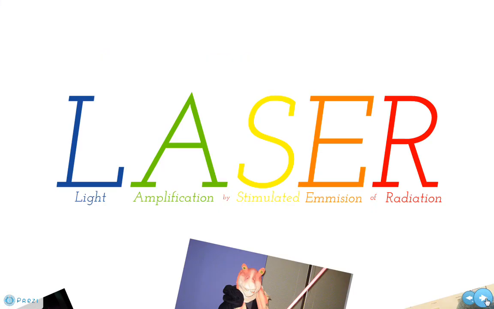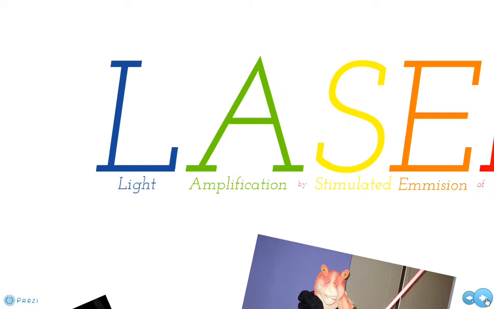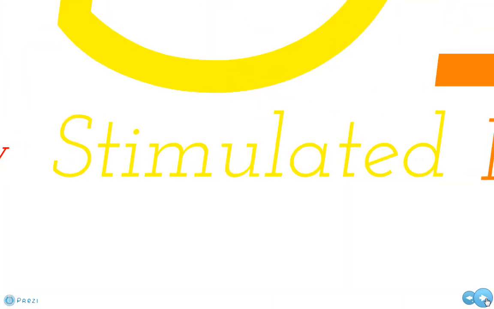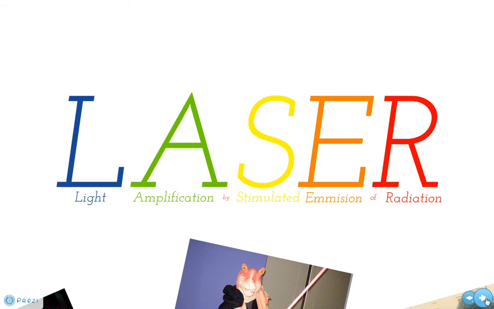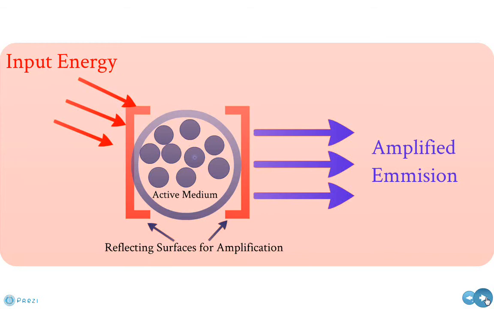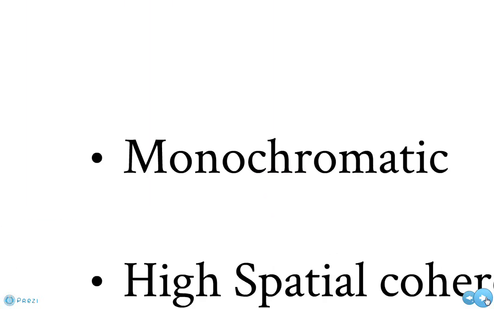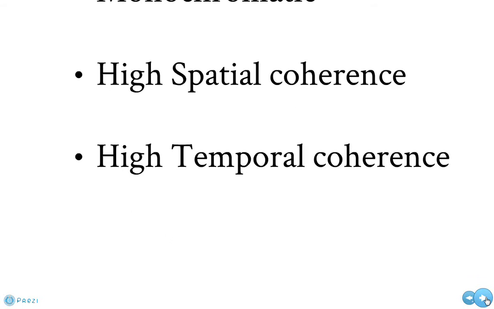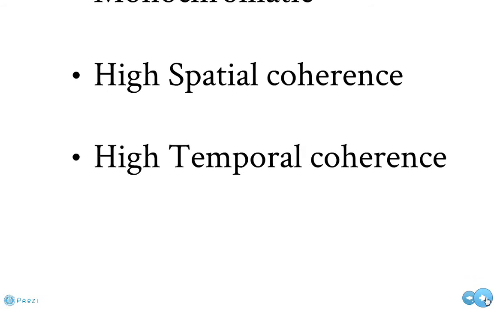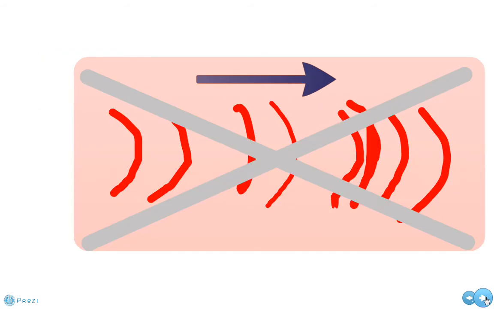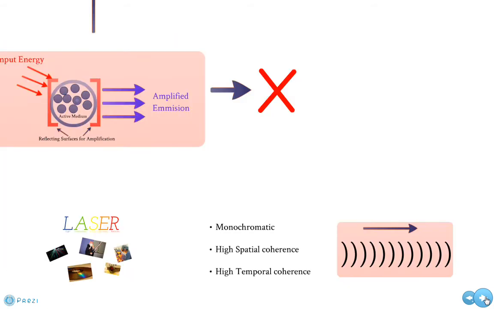Well, the clue is in the name. Light amplification by stimulated emission. Waves produced from this emission would generally need to be monochromatic and have both high spatial and temporal coherence. This means that the waves should have profiles looking something like this, as opposed to something like this. But how is this wave used?